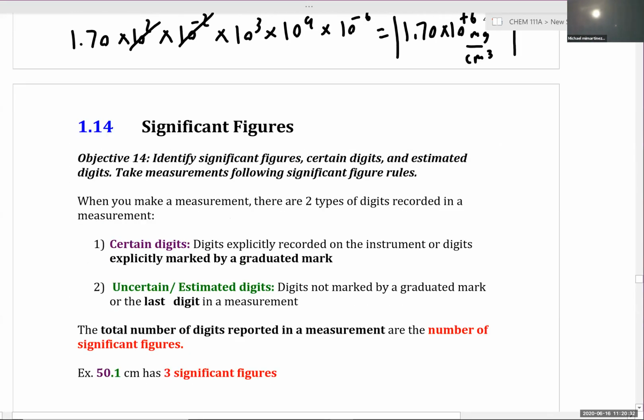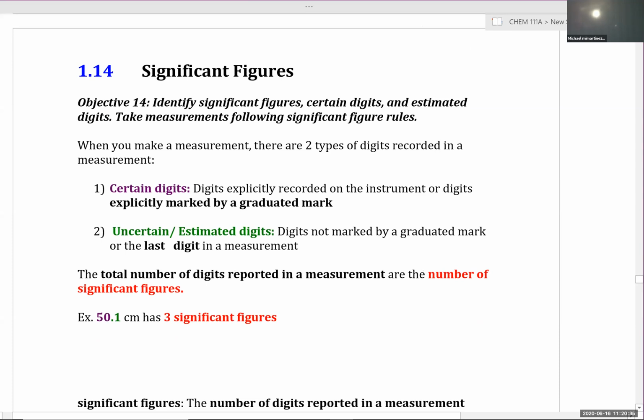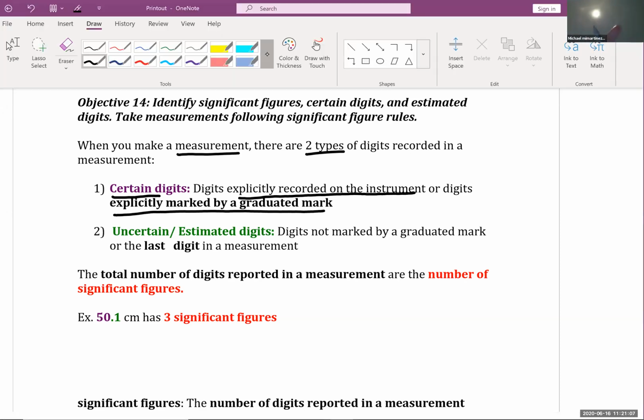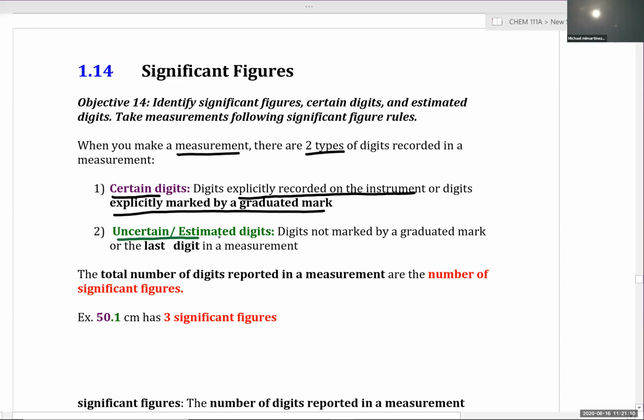Okay, so next we're going to talk about significant figures, and this is primarily where students lose the majority of points on their lab reports. It's really important that you take and report your measurements and calculations to the correct number of significant figures, because significant figures imply a lot about a measurement. When you take a measurement, there are two types of digits. Certain digits, which are explicitly marked by a graduated mark or explicitly recorded on the instrument, and uncertain or estimated digits. Estimated digits are not marked by a graduated mark, and generally it's the last digit in a measurement.